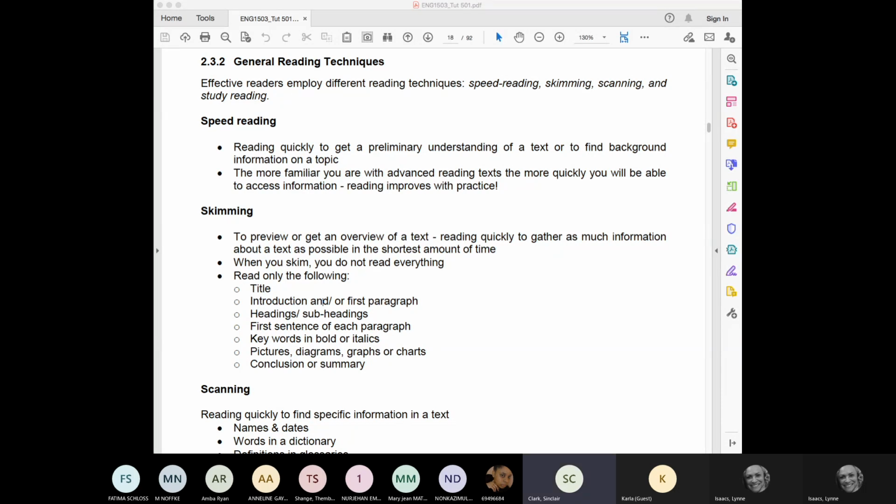I just wanted to add that I used skimming and scanning in my assignment. Okay, and how was that? Yeah, it worked for me. And you didn't use what is called study reading at all, as in slow reading? Afterwards, yeah. Okay, so you used a combination of the two. All right, thanks for that, Sinclair.